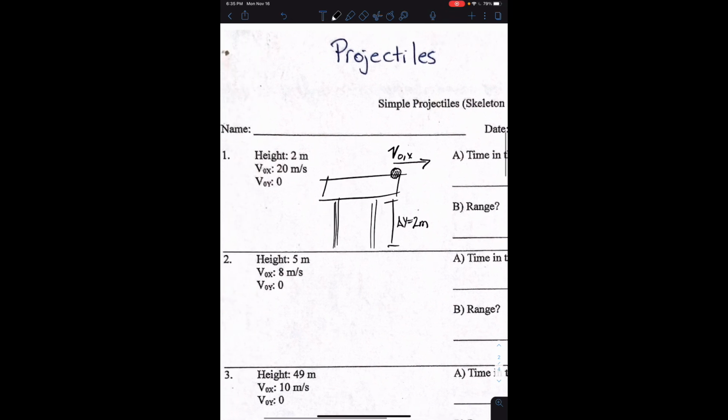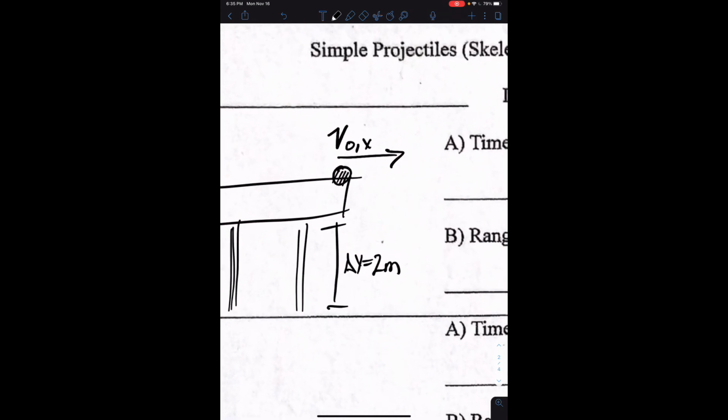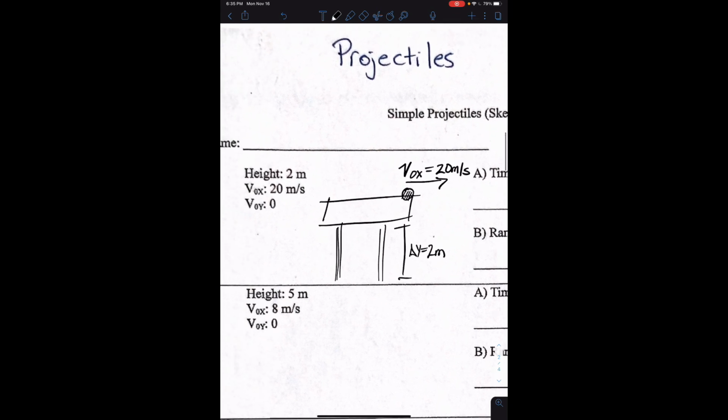So we can say V naught X. You can put a comma in there too if you want, in between the naught and the X. Sometimes I do, sometimes I don't. So if you don't want to throw that comma in there, you don't have to. So V naught X is going to equal, I think they tell us 20 meters per second, which is pretty fast, like 50 miles an hour or so.